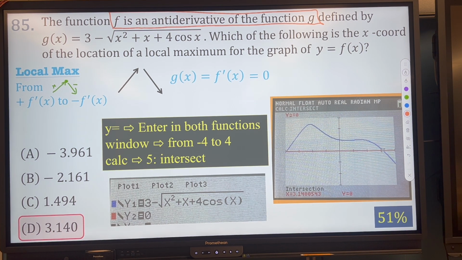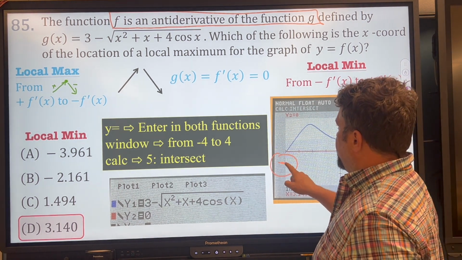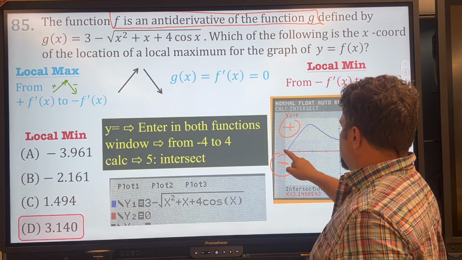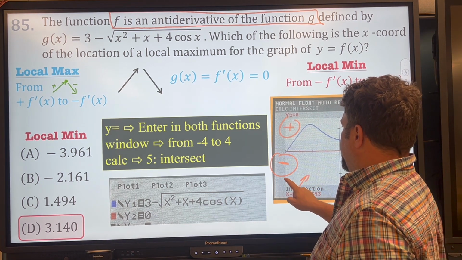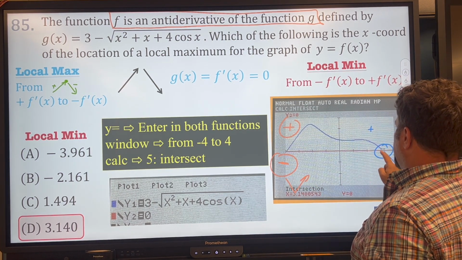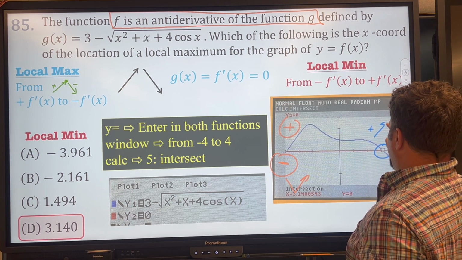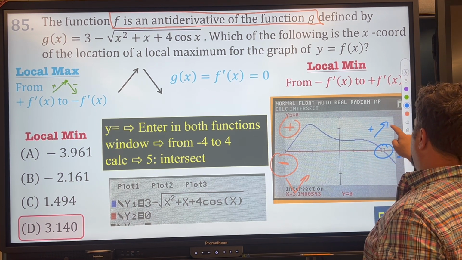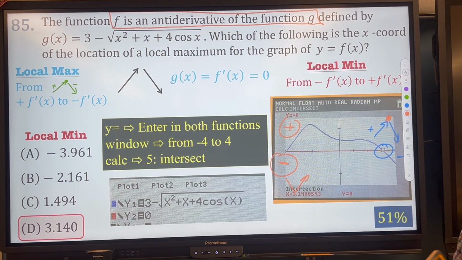Now here's the thing. The intersection I care about is 3.14 and not -4. The reason -4 doesn't matter is because that's actually a local minimum. Okay, that's going from negative to positive. Okay, see how down here, these are all the negatives, these are all the positives. So this graph looks like it's going from down to up at this point. This point here, it's going from positive to negative. That's why I want this intersection here, because this means the graph is going up, and then when it's below this line, it means it's going back down. So that's my local maximum.